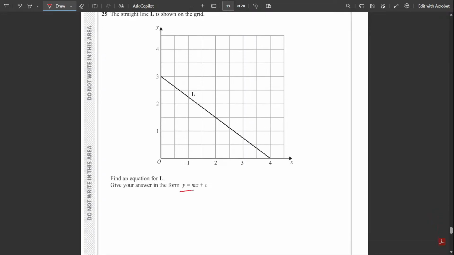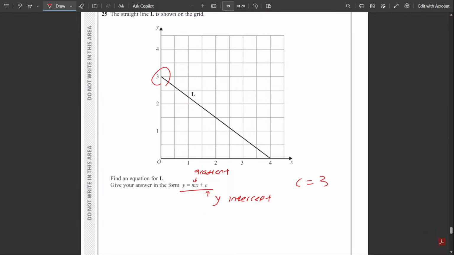The equation of any straight line has that form where m is the gradient, the slope of the line, and then the c is the y-intercept, where it crosses the y-axis. So the y-intercept in this case is going to be 3. So we know c is equal to 3.